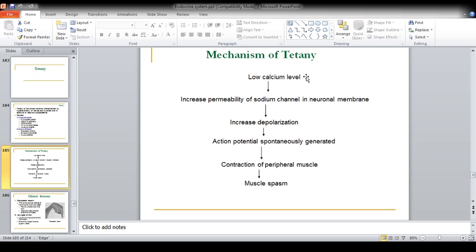This action potential, when generated, causes normal contraction of the muscles, but if it is being generated again and again at a rapid pace, it would cause uncontrolled spasm of the muscle, uncontrolled contractions of the peripheral muscles at a speed. So muscular spasms would occur, that is known as tetany.